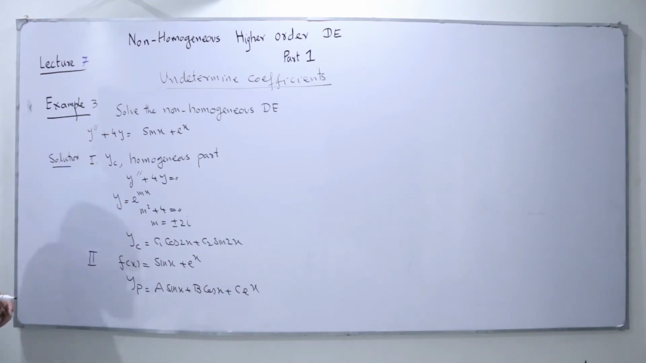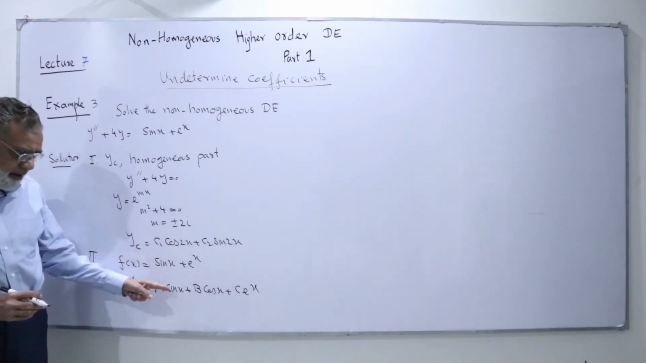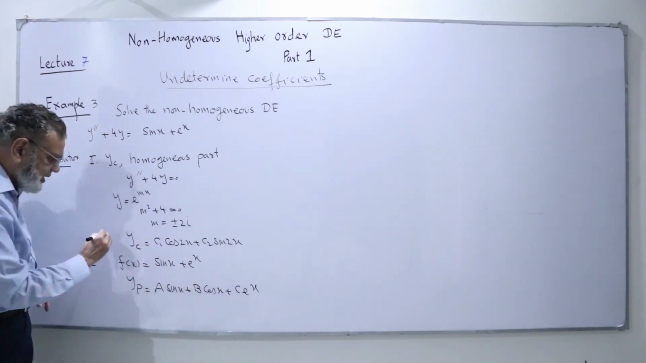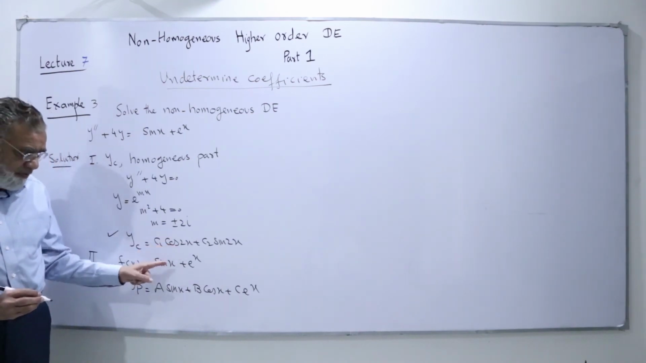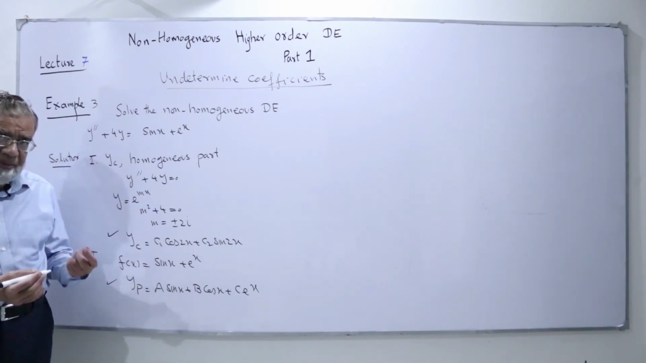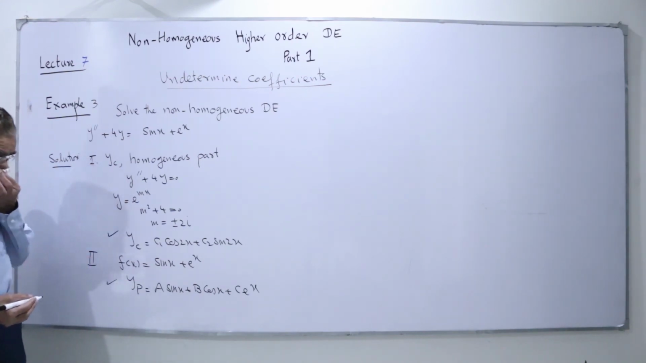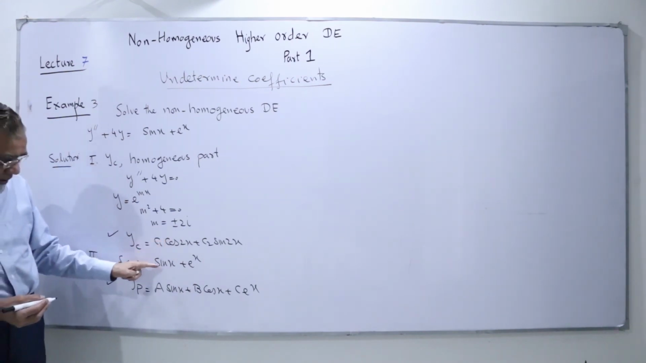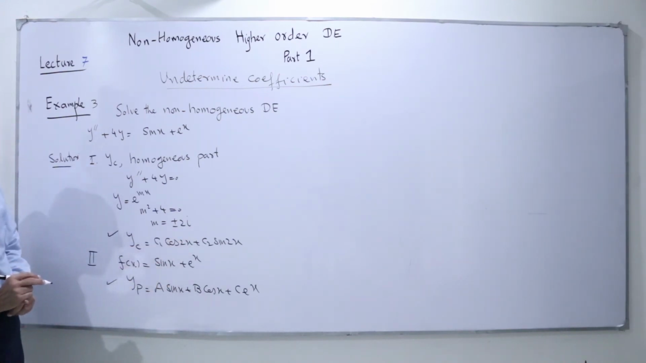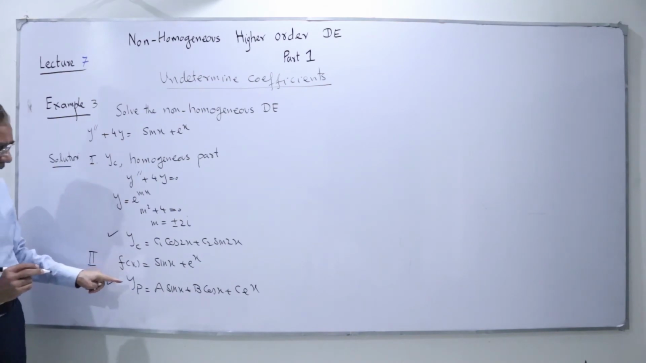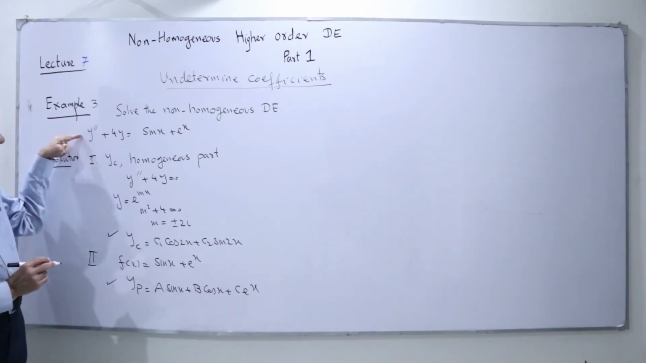Now check it. I need to modify this one or not. I can see there are no repeating roots between this yc and yp, because this is cosine 2x. If it was cosine 2x or sine 2x, then we would have to modify this one. But here there is no sine x in yc, so there is no repetition, so we don't need to modify this one.